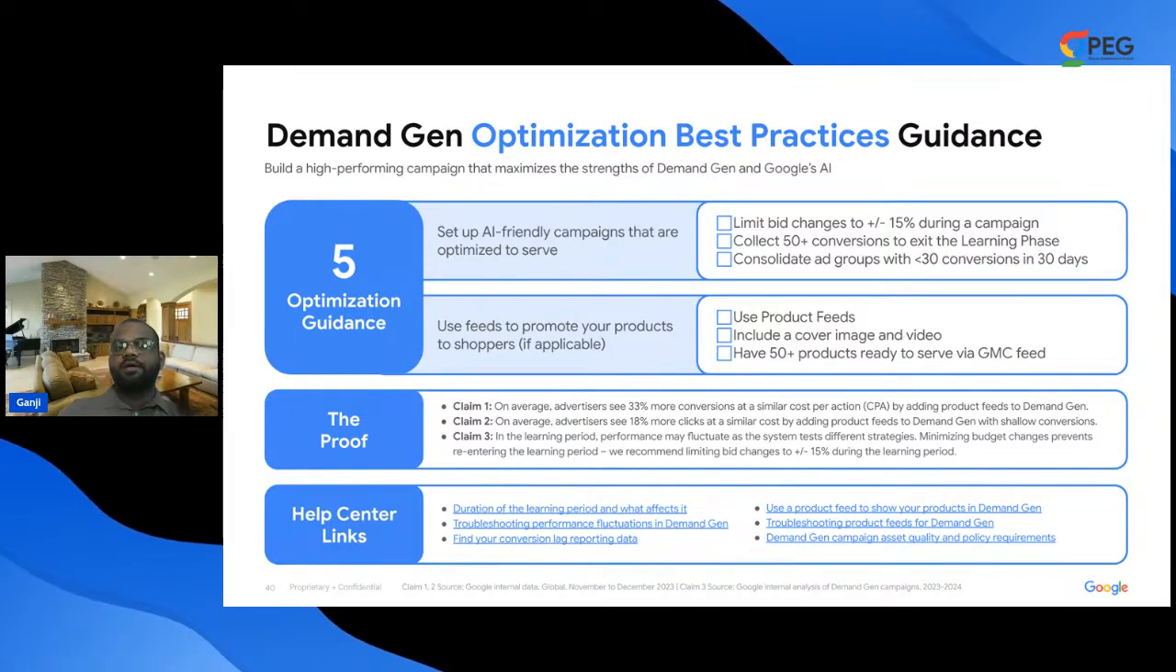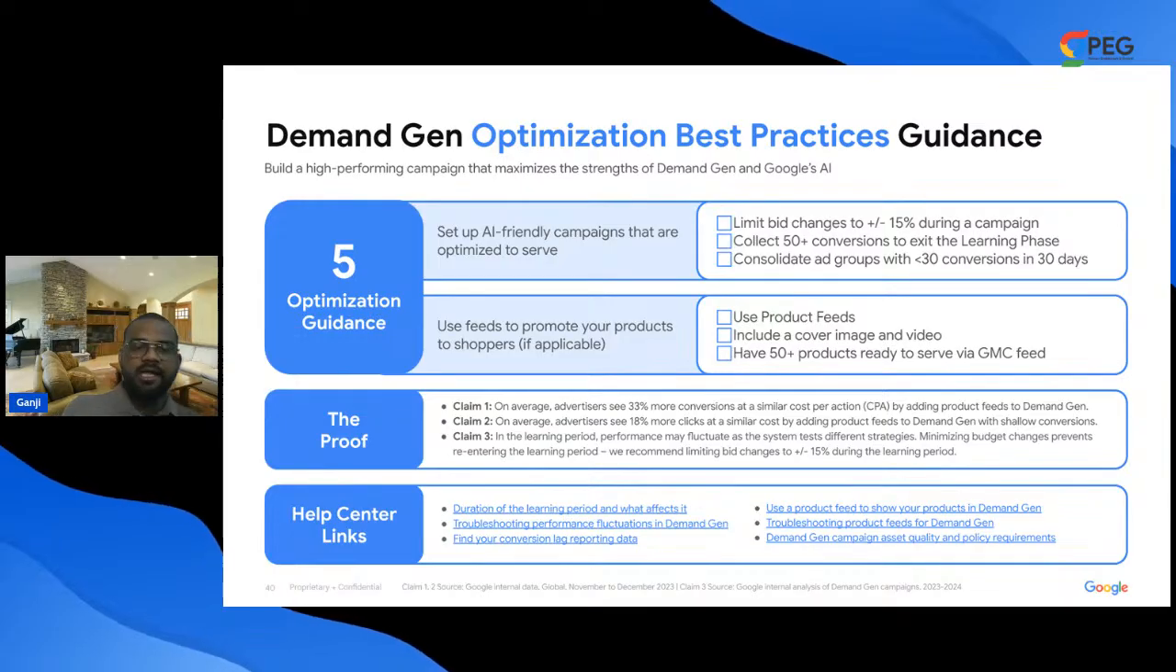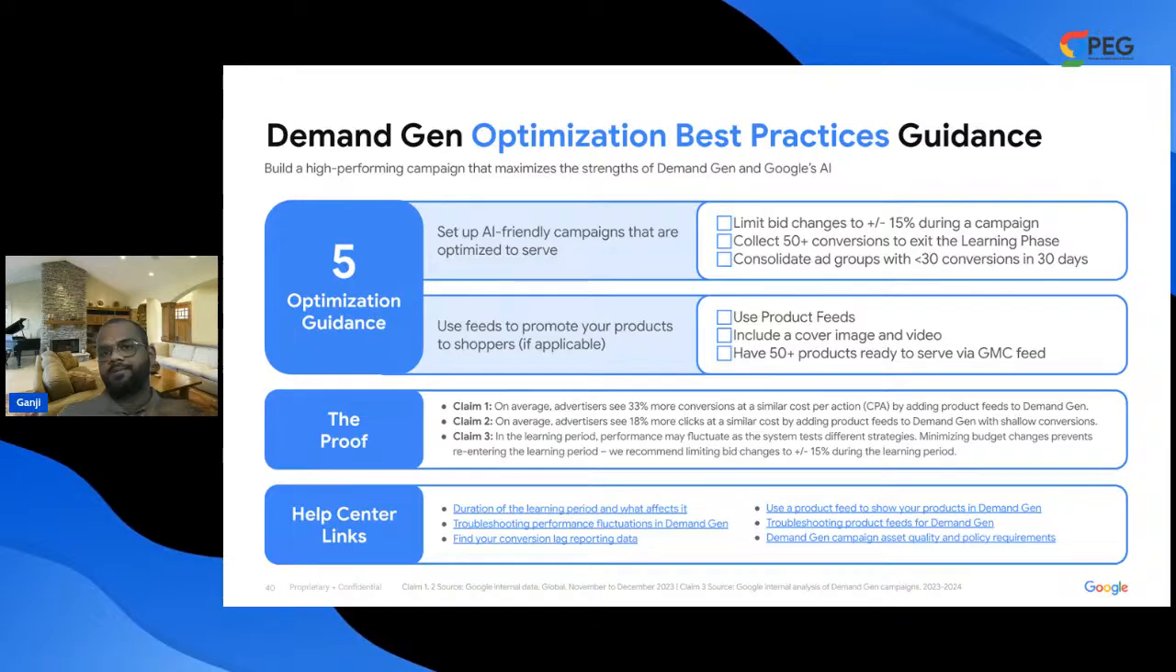To use feeds to promote your products to shoppers if applicable, you should use product feeds including a cover image, a video, and have 50 plus products ready to serve via your Google Merchant Center feed. This section highlights that on average, advertisers saw 33% more conversions at a similar CPA by adding product feeds. And minimizing budget changes prevents re-entering the campaign into the learning period.